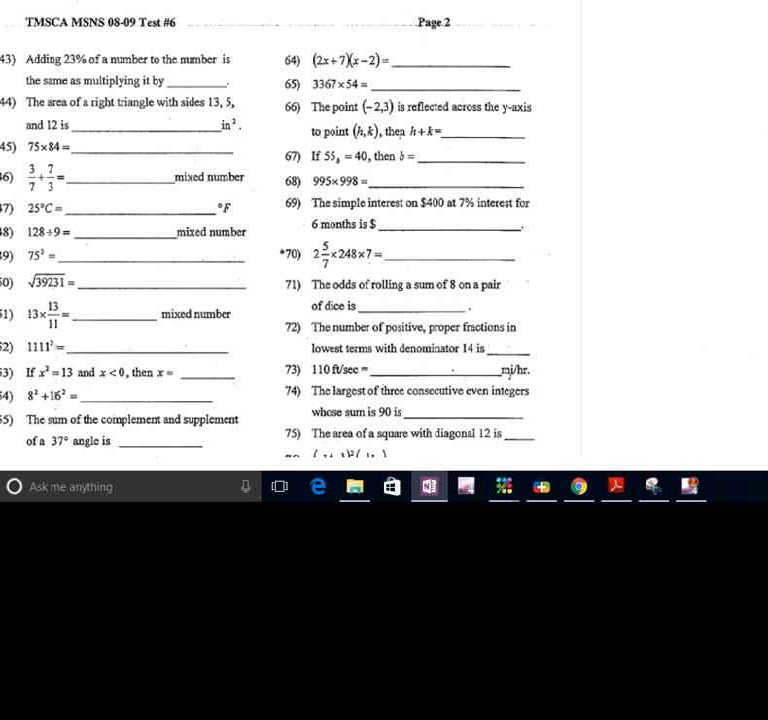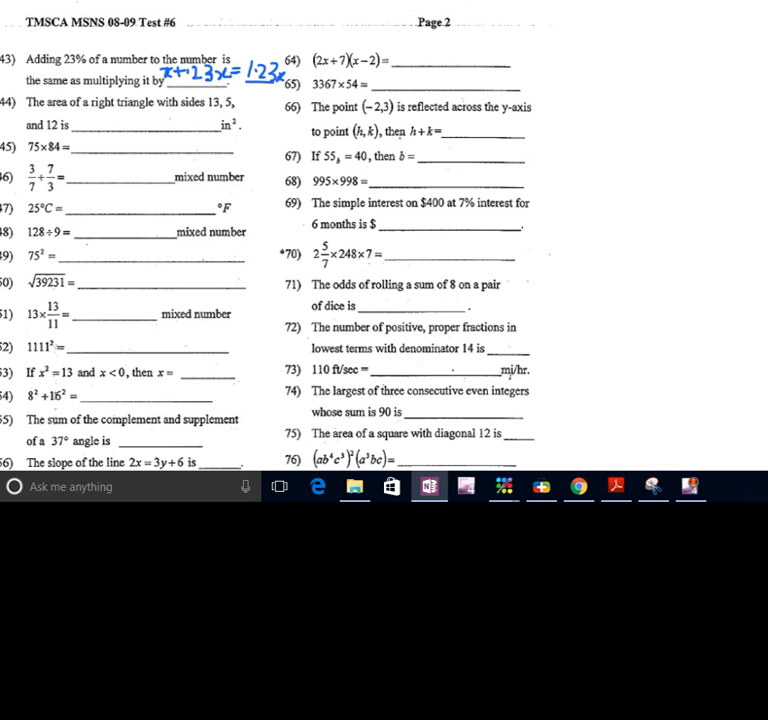Okay, let's take a look at a few more questions. Adding 23% of a number to the number is the same as multiplying it by. So basically what we are saying is, let's say the number is x and we are adding 0.23 x to that, right? So that's 23% of x. So that basically becomes 1.23 x. So the answer in this case is 1.23. So it's the same as multiplying the number by 1.23.